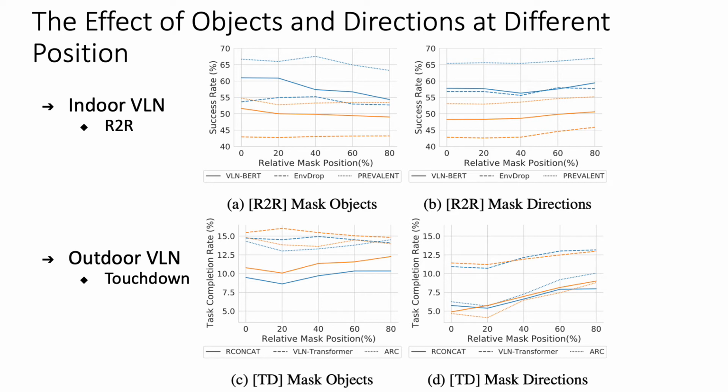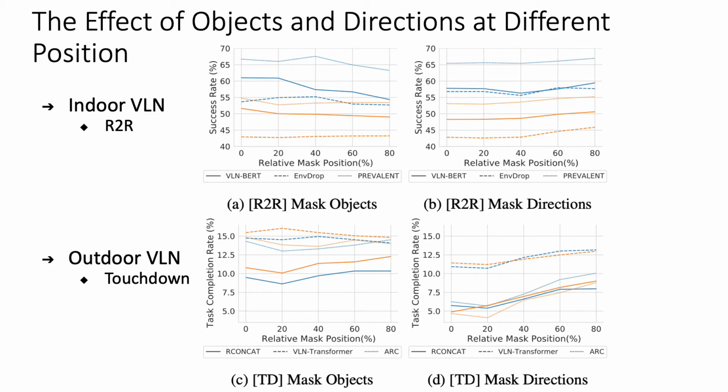Here the x-axis represents the relative position of where the masking takes place, and the y-axis represents the success rate. In figure A, when object tokens at different positions are masked out, all model success rates on the R2R validation seen scene set have minor changes. On the R2R validation unseen scene set, there are more salient drops in success rate when object tokens at the end of the instruction are masked out. This suggests that object tokens at different positions are almost equally important to indoor navigation agents.